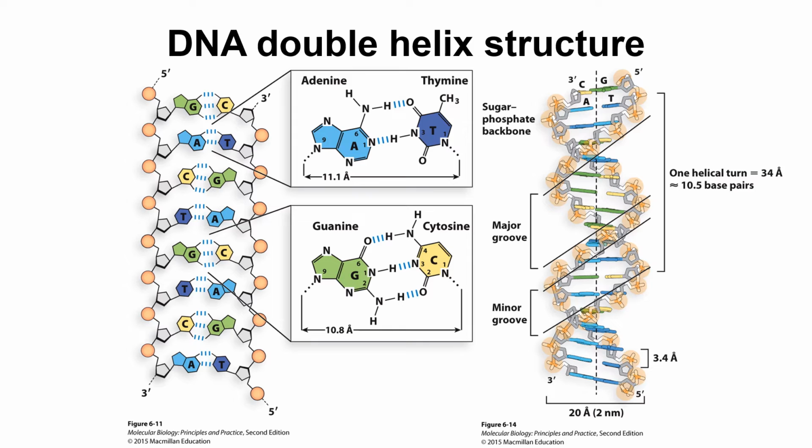Here we can see the DNA double helix structure on the left and the right. The left is more flat and probably easier to start with. We can see that this chain runs from the 5' to 3' position. And then on the opposite side, we run from 5' to 3. So we would say that these 2 chains are anti-parallel.